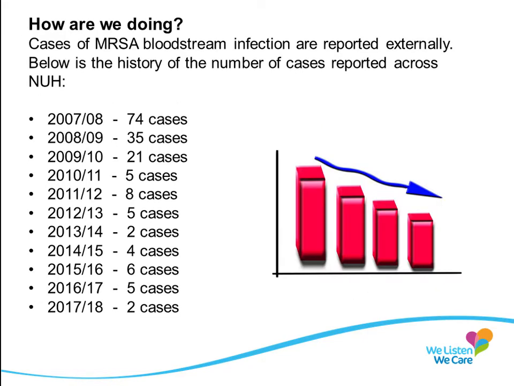All cases of MRSA bloodstream infection have to be reported to our regulators, and our target is 0. This slide illustrates how we have successfully reduced the number of cases of infection by implementing measures such as screening, decolonisation, isolation and hand hygiene.